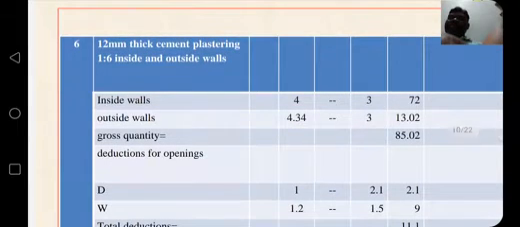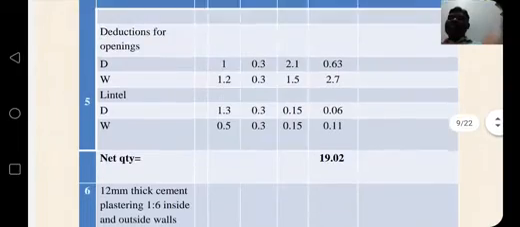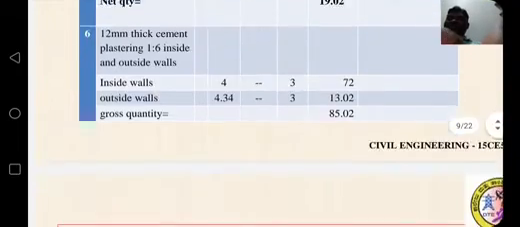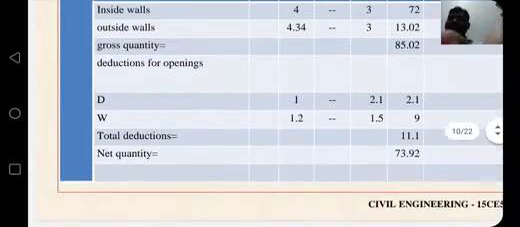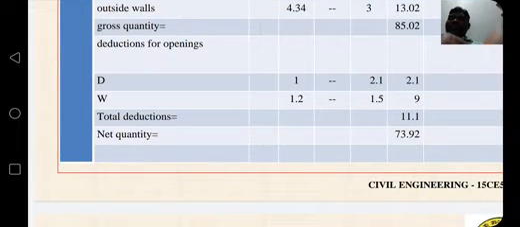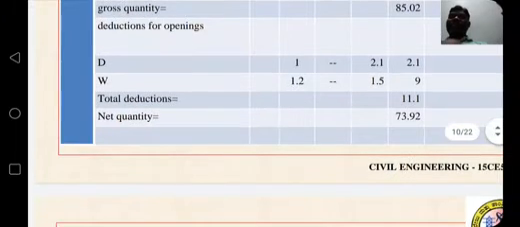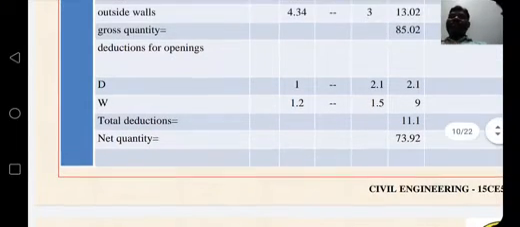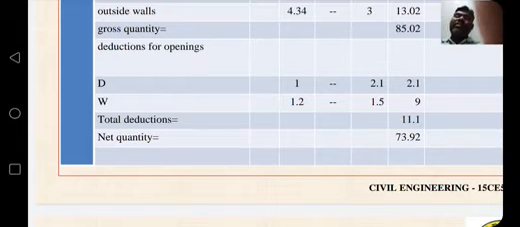12 mm thick cement plastering 1:6 inside and outside walls. The deduction for openings: D is equal to 1 into 1 into 2.1, which is 2.1 square meter. W: 5 numbers into 1.2 into 1.5 is equal to 0.9 square meter. Total deduction is 11.1. 85.02 minus 11.1 is 73.92.